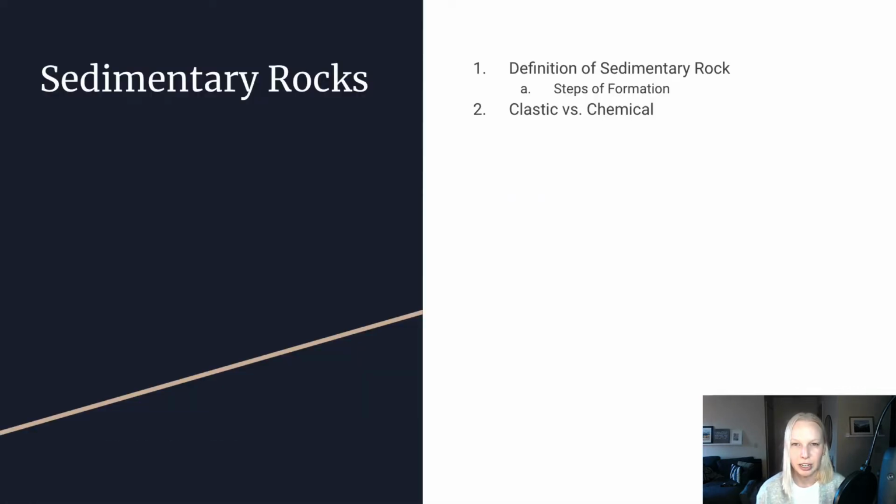So we're going to be covering what sedimentary rocks are, again, those steps in the formation of sedimentary rocks, and then we're going to cover two major categories of sedimentary rocks that include clastic and chemical sedimentary rocks.